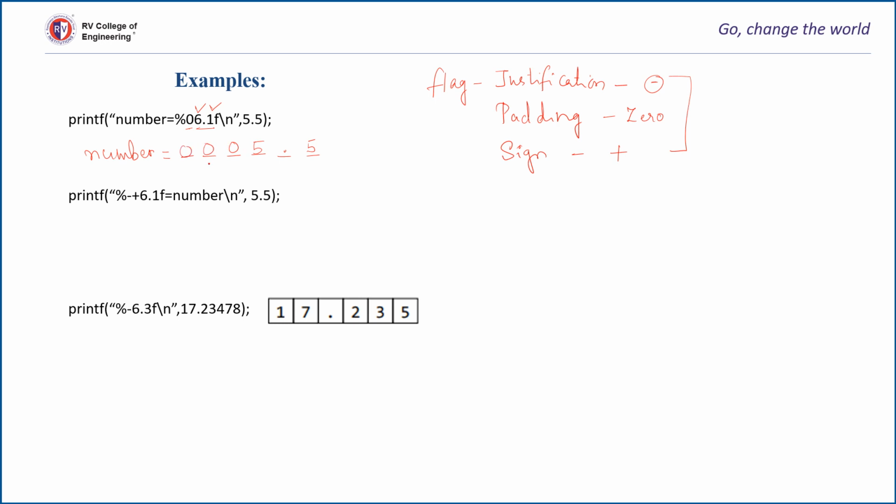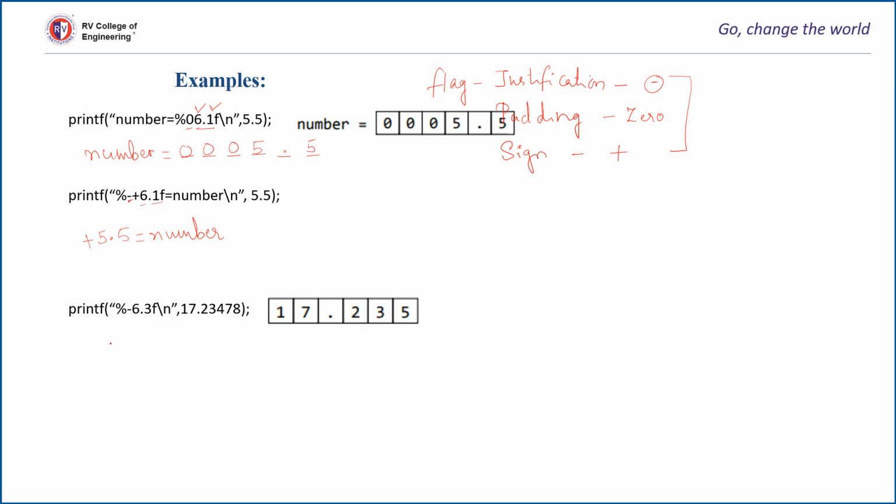The second one, you have minus, which is for justification, and plus is for sign. 6 is the minimum width, .1f is for precision. So how will the output look now? You will have minus, which means left justification, and plus is for specifying the sign. So I will have something like this, plus, and I will have 5.5 is equal to number.